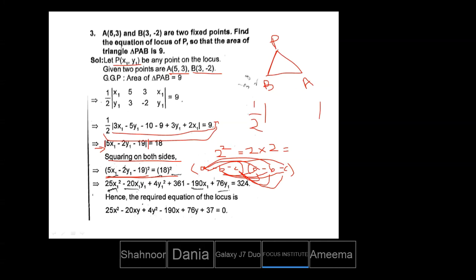So if you do that, you will get 25x1 whole square minus 20 x1 y1 plus 4 y1 square plus 361 minus 190 x1 plus 76 y1. 18 square will be 324. Send this 324 to the left side, it will become minus 324. Then simplify this and you will get finally 25x square minus 20xy plus 4y square minus 190x plus 76y plus 37. Am I clear?